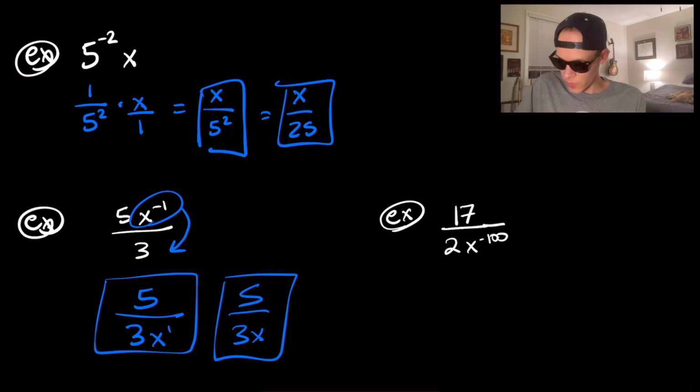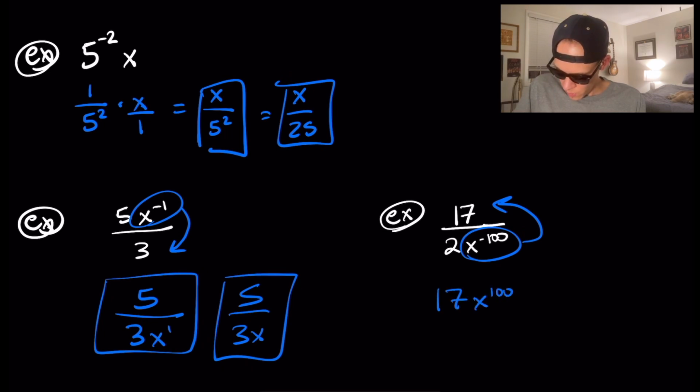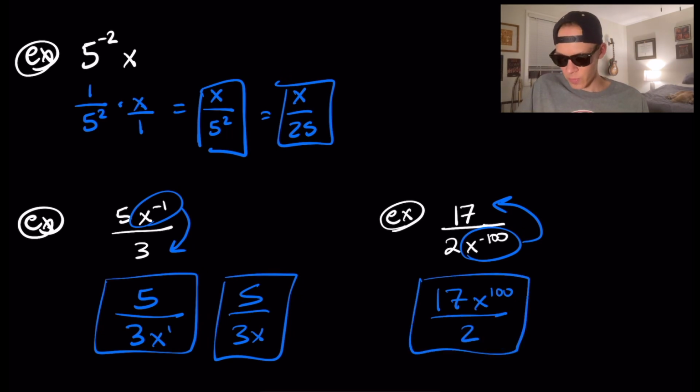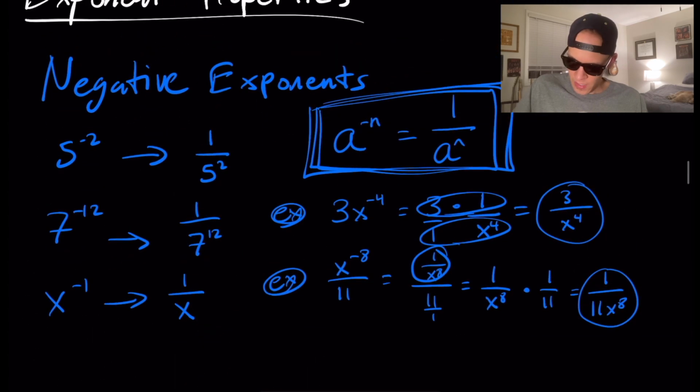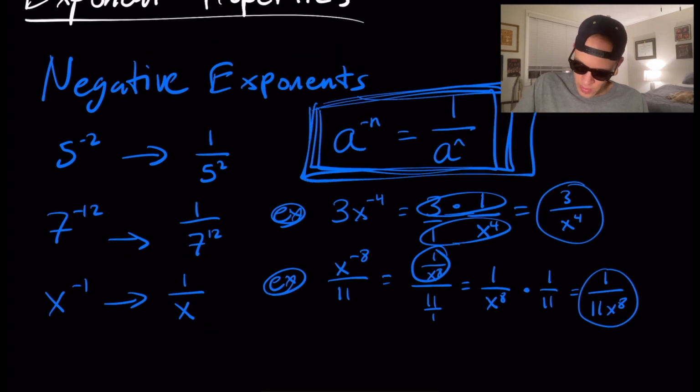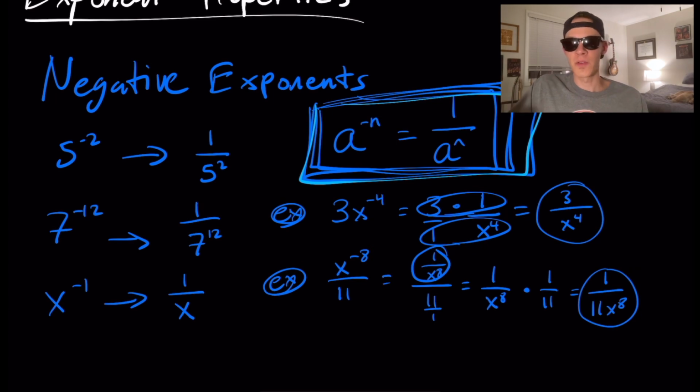And then just reverse over here, x to the negative 100 is in the denominator. So I'm just going to send it up top to the numerator with the 17, and our answer will be 17 x to the 100 over 2. And if you want to see exactly why that works, just go back and use this formula right here, and just be careful with your multiplying and dividing fractions, and you will see that it does work that way. But always good to know just a shortcut.